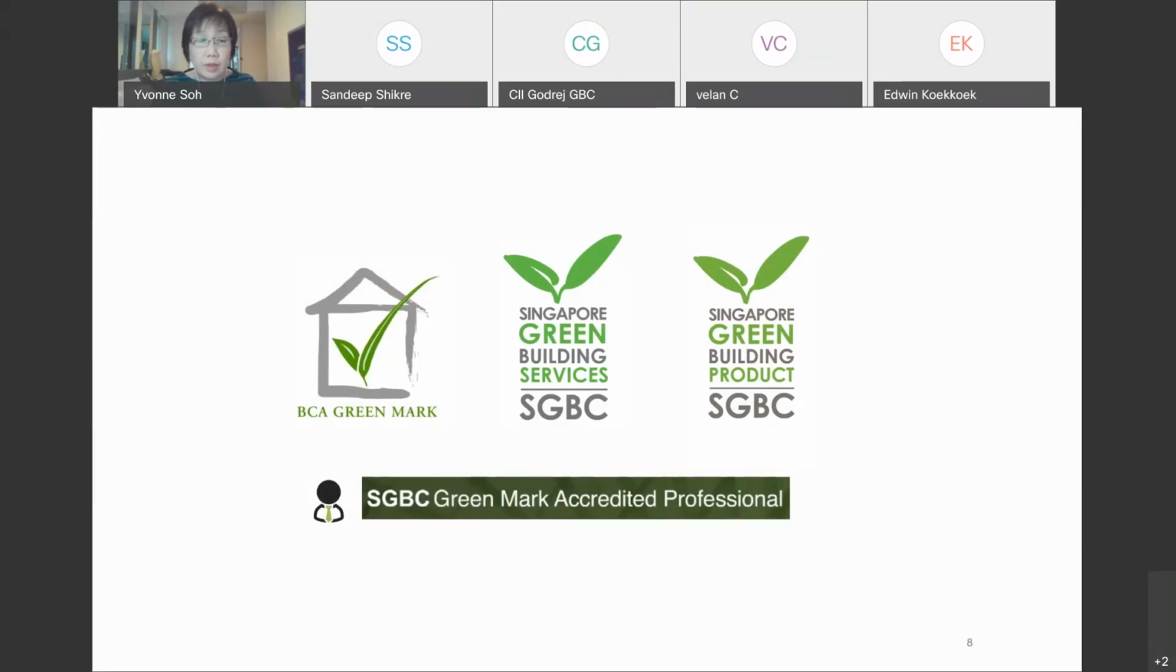buyers and sellers. So in Singapore, we have the Green Mark scheme for buildings, SGBC's Singapore Green Building Services Certification Scheme for professional consultancy services, facilities management, and energy performance contracting. We also have the Singapore Green Building Products Certification Scheme for building products and materials, and all of this is underpinned by a talent pool of our green collar workforce of certified green building professionals. I believe in India you have exactly the same certifications as us.